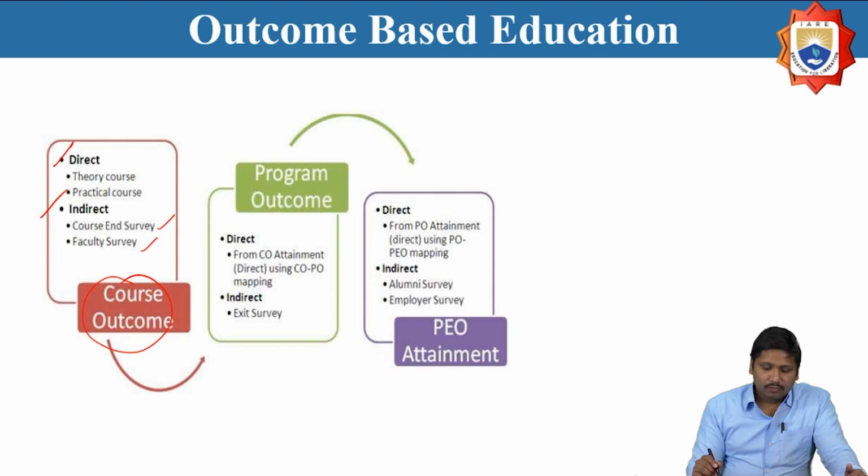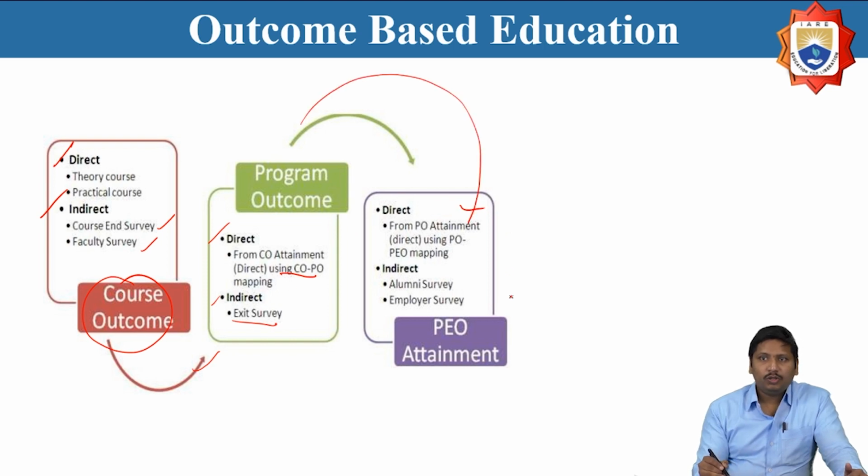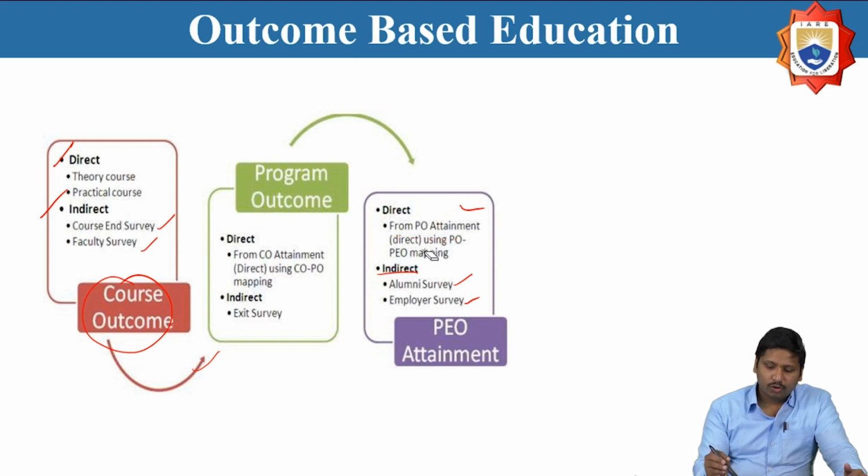Similarly, once the course outcome is assessed, you have to go for the program outcome. Again, program outcomes have two types, direct and indirect. Direct means where you attain COs and CO-PO mapping, and indirect is done through the exit survey. Once this is done, we move on to PO attainment. For PO attainment, direct is PO-PO mapping, and for indirect it should be an alumni or employer survey. So these are the steps we have to follow.